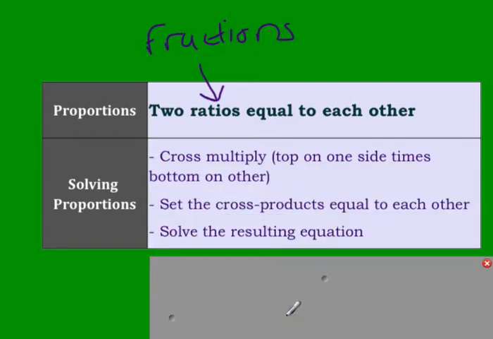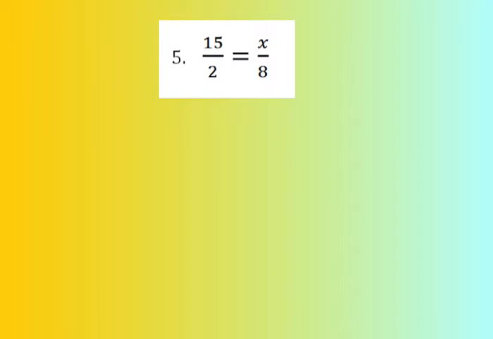So when you're solving proportions, what you're going to do is cross multiply. So you're going to multiply the top on one side times the bottom of the other, and the top on the other side times the bottom of the first. Then you're going to set the cross products equal to each other. So that's how you get rid of the fraction. And then finally, you're going to solve the remaining equation, just as we did on numbers 1 through 4. So let's go ahead and take a look at number 5.